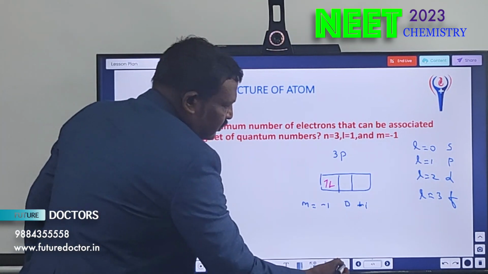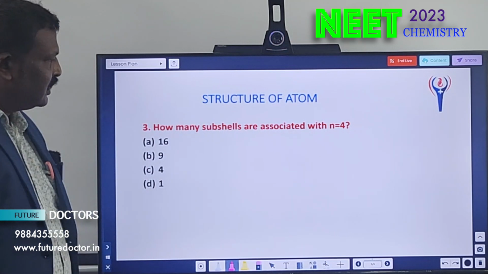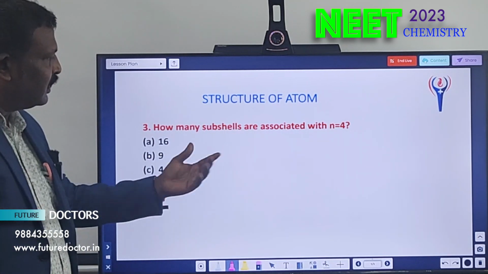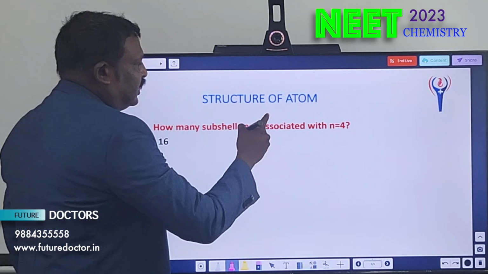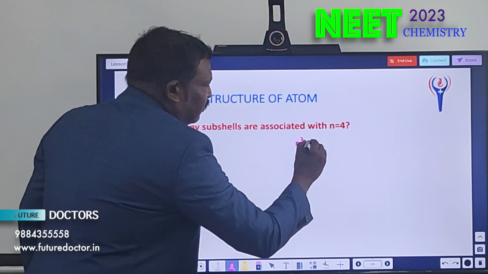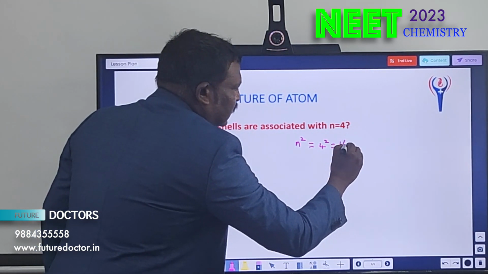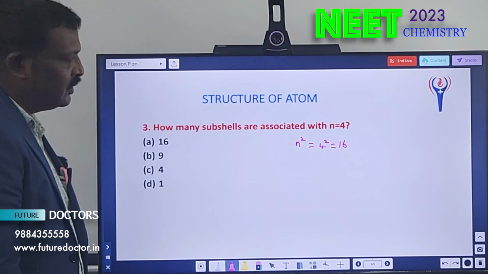Understood? Right. Next one. How many subshells are associated with n equal to 4? Simply, we have one formula. If you want to find how many subshells, the formula will be n square. Simply, n square means 4 square, n equal to 4, 4 square means 16. Understood? Right? 16. That is the formula method.